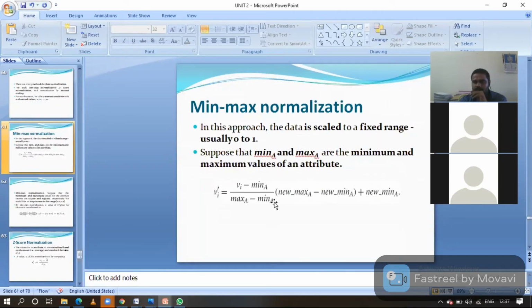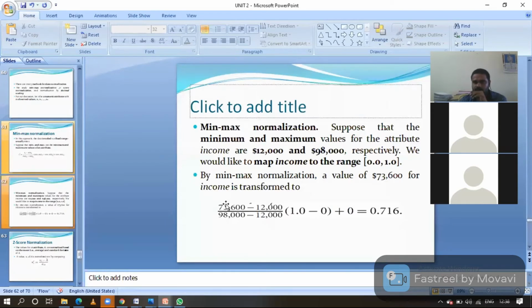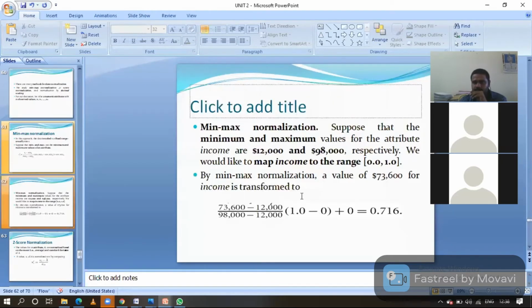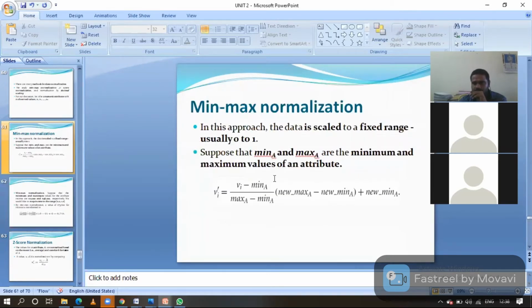That is the maximum value and minimum value of the old range. The old maximum value is 98,000, and the old minimum value is 12,000. Till now we have calculated this part. Then the new max, the new maximum value, is 1, and the new minimum value is 0, guys.